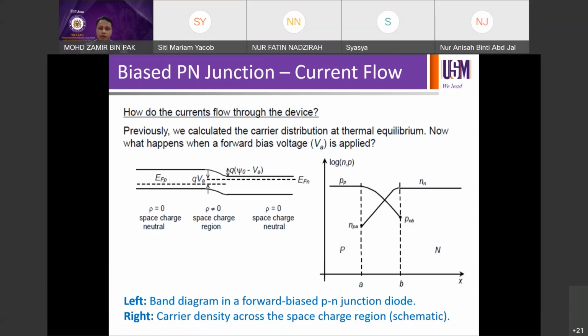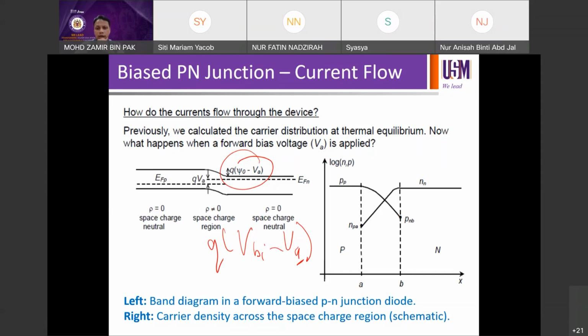So now what happens when you have a forward bias voltage applied? We know that when you have a forward bias applied, your barrier height will be reduced, and that will be given by q(VBI minus VA). Here A is the applied voltage. That's why you see it's used in forward biasing and also reverse biasing. But if you want to distinguish the voltage, you can just write VF and VR, forward and reverse.